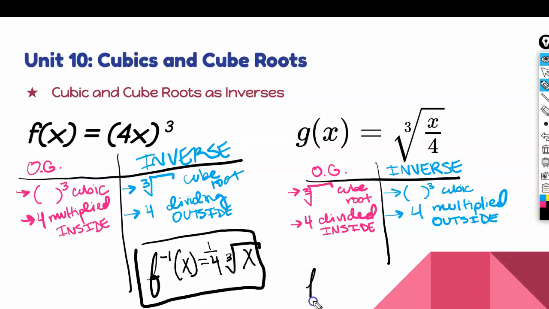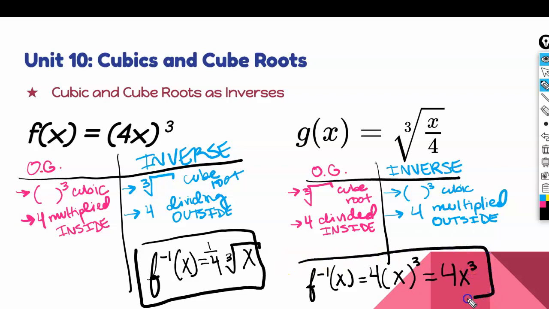Okay, so my inverse, again, that -1 means inverse. I'm going to have the parentheses with the 3. X is going to live inside. X loves to live inside. And then a 4 being multiplied on the outside. Now, sometimes when you see it like this, you don't have to have the parentheses because there's nothing else inside there with it. So another way you might see it is just like this. But this is our inverse. Hooray.